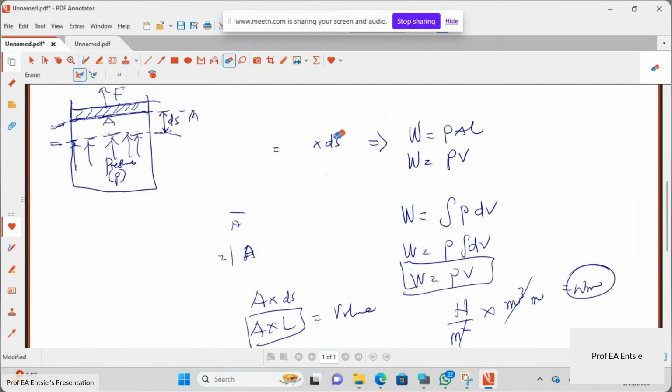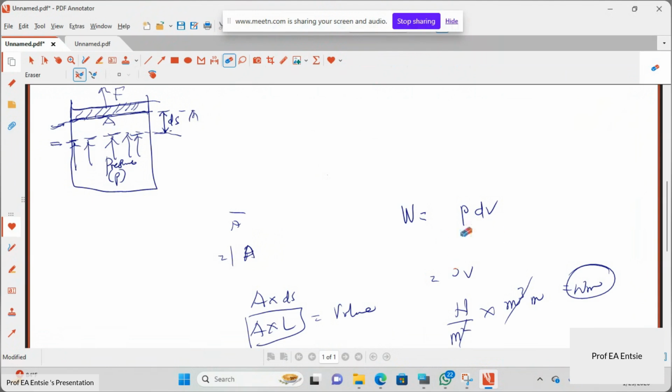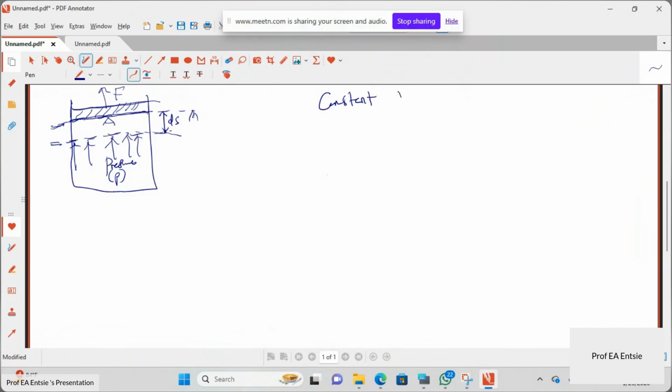So it means if you want to find work done, or boundary work done, on any particular system, it is the pressure you created times the volume you were able to create. That will give you the work done on the system. Next, the constant volume process. Some processes occur when the volume is constant.